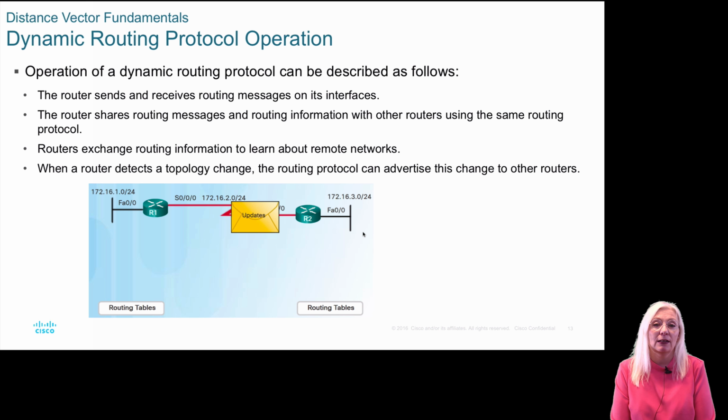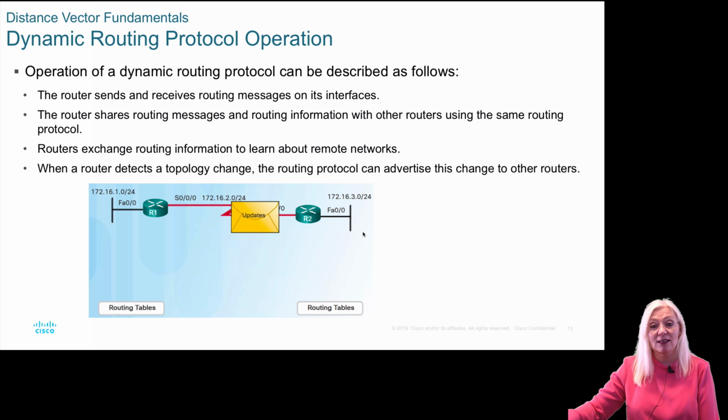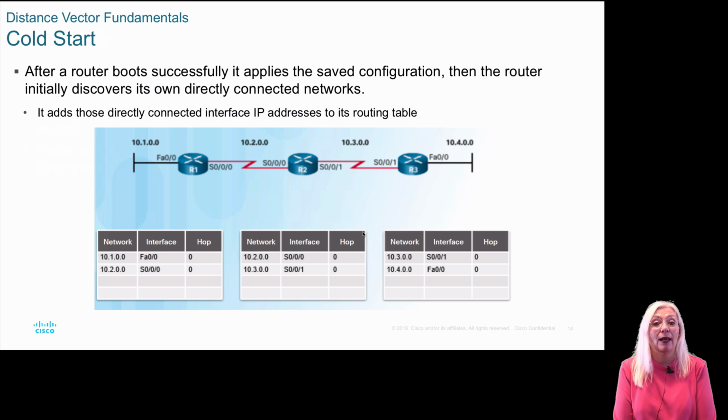And when they detect a topology change, for instance that a network stops working, this information will also be received by all the routers that we are connected to. This is the whole idea of having dynamic routing protocols, because all this information will get into our networks automatically.